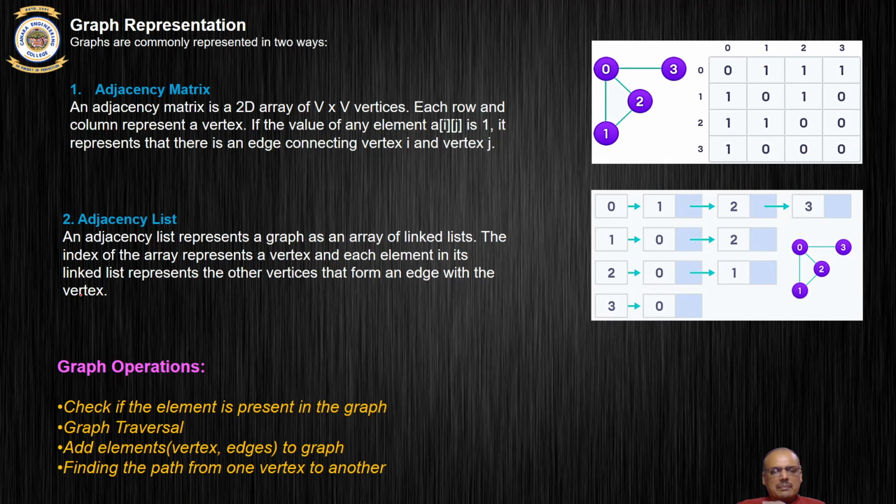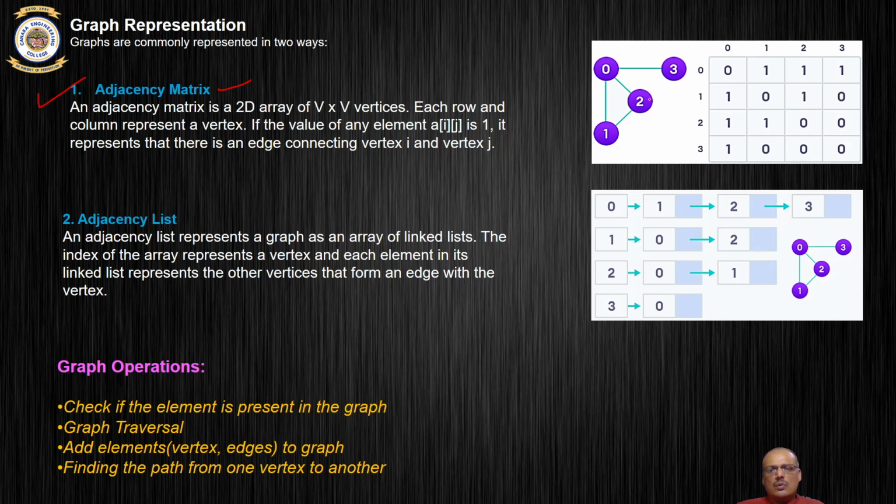Okay, then basically how do we represent a graph? As I said, graphs are basically represented using a matrix or a linked list. Say, for example, I have a graph like this. A graph can be represented in a matrix, and that particular matrix is called the adjacency matrix.